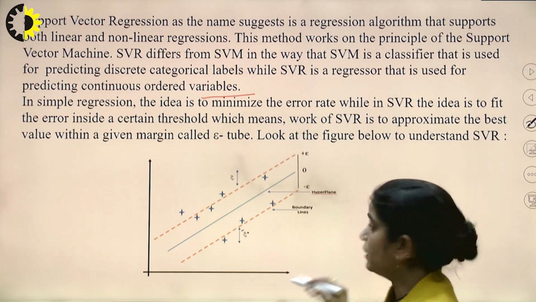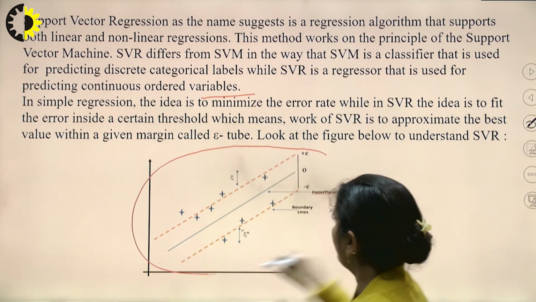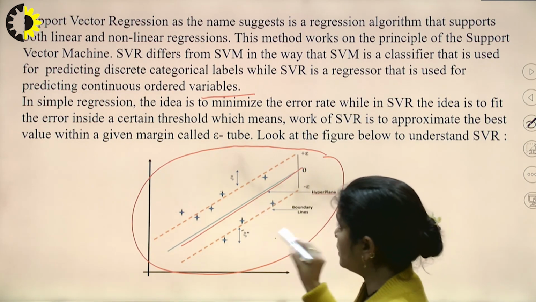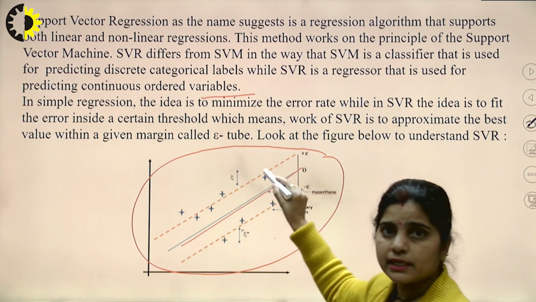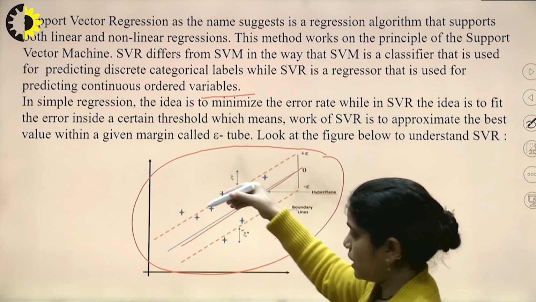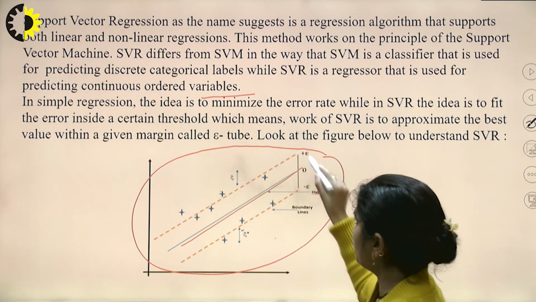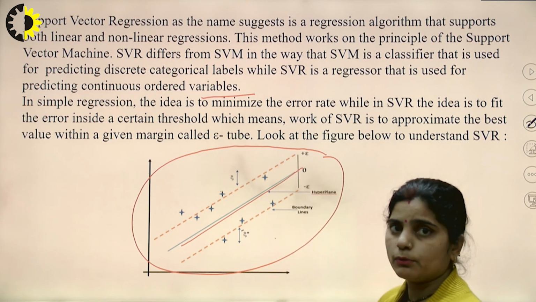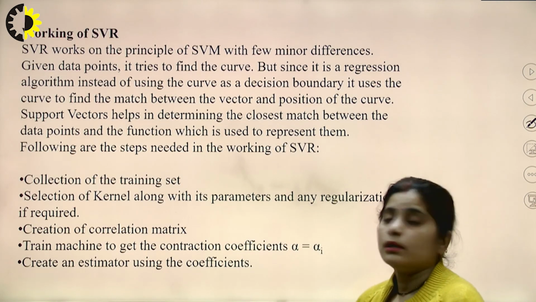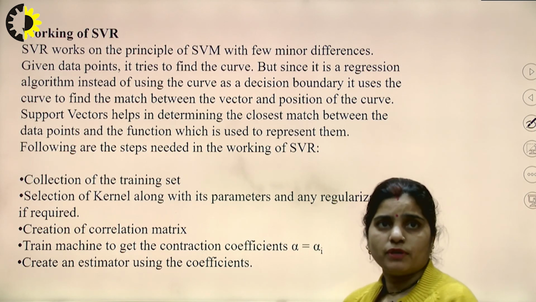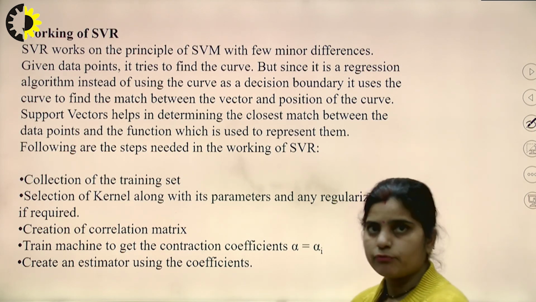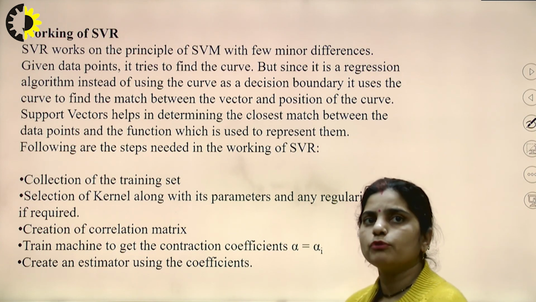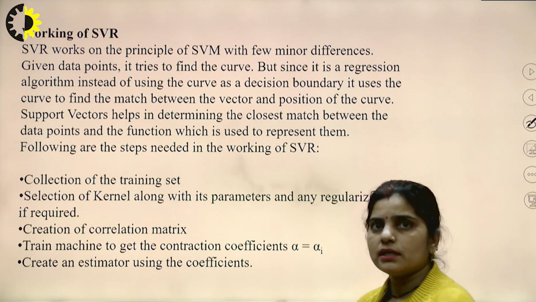Here we can see in this graph, this is a hyperplane which is used to separate the data points, and this dotted line indicates the boundary line which is around the hyperplane at a distance of plus epsilon and negative epsilon from the hyperplane. Now, the working of SVR: it works on the principle of SVM with a few differences. Here we have data points and we have to find the curve. So it is a regression algorithm.